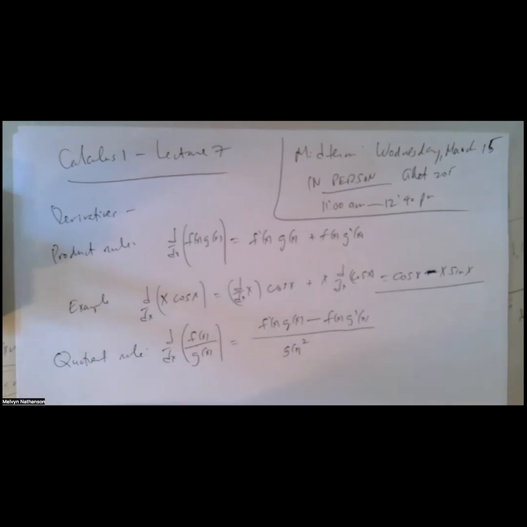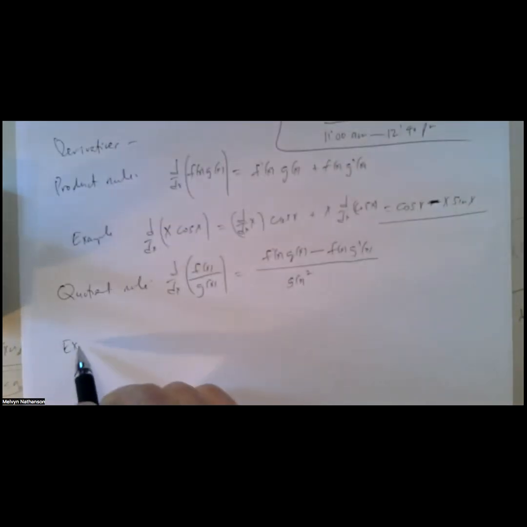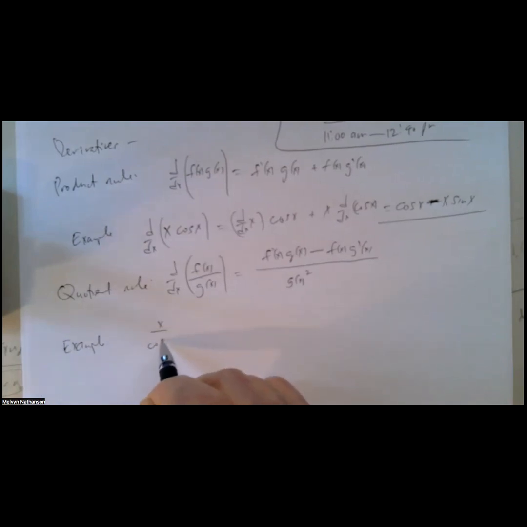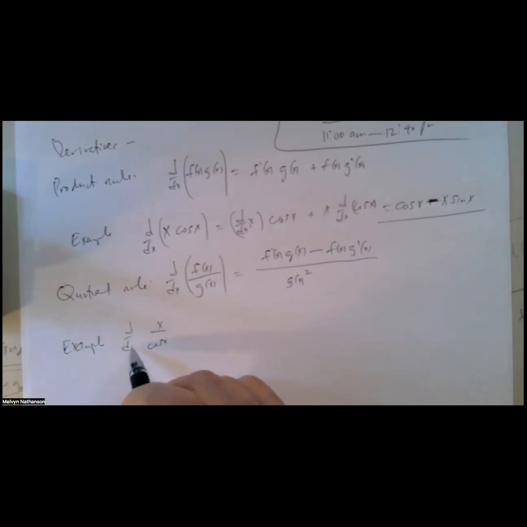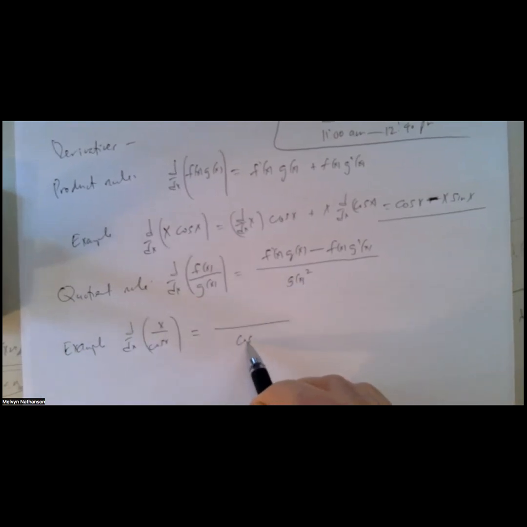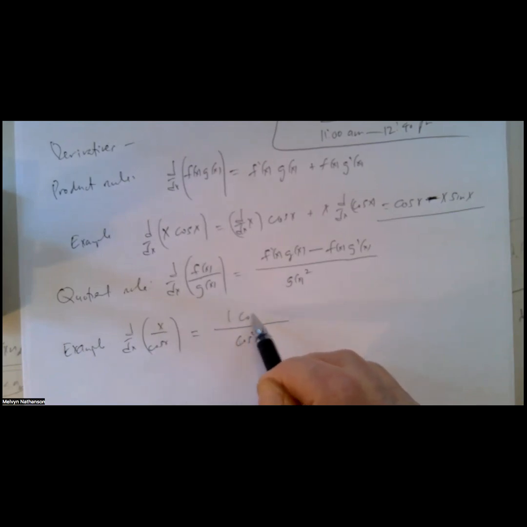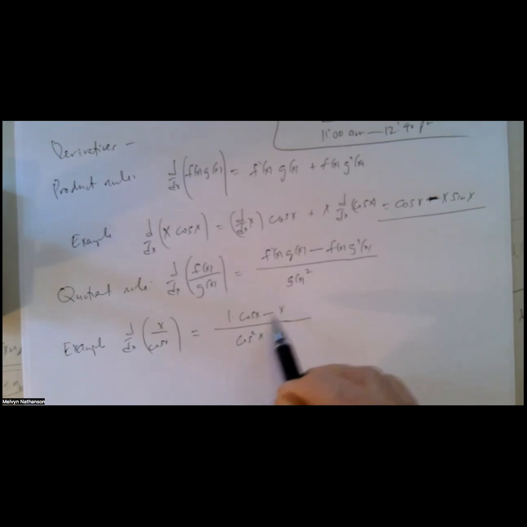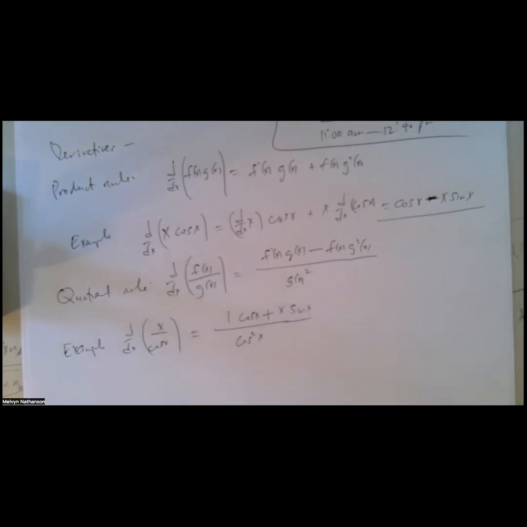So for example, if we have the function x over cosine x, and we want to differentiate that, the denominator will be cosine squared x. And the numerator is the derivative of x, which is 1, times the cosine minus x times the derivative of the cosine, which is minus the sine. Minus times minus is plus. So we get this.